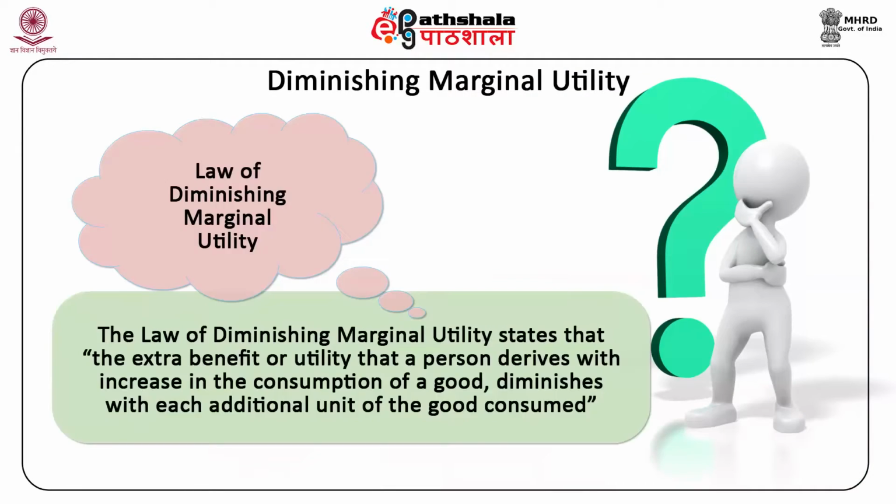The law of diminishing marginal utility states that the extra benefit or utility that a person derives with an increase in consumption of a good diminishes with each additional unit of the good consumed.